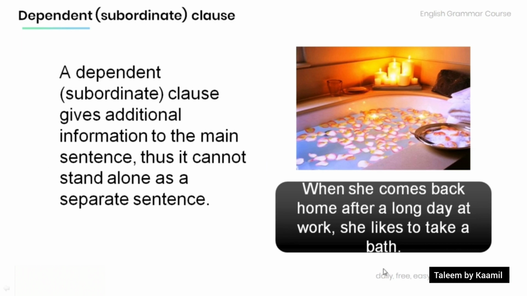Have a look at the example over here. When she comes back home after a long day at work, she likes to take a bath. Now, the dependent or the subordinate clause in the sentence is "when she comes back home after a long day at work," and note that it is used to give us additional information about the main sentence. She likes to take a bath.